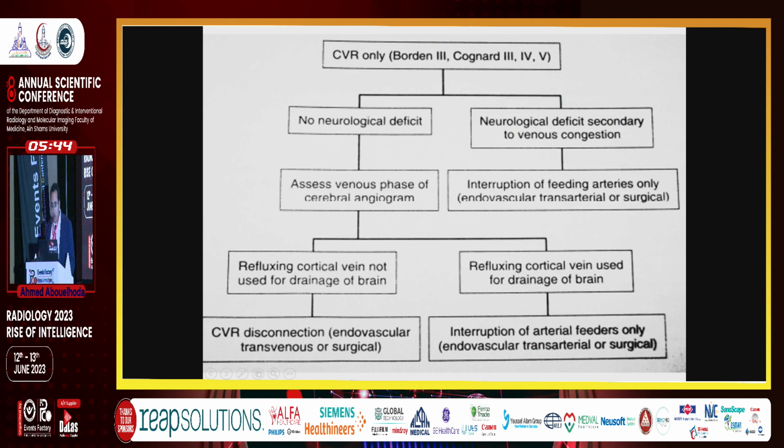Lastly, Borden type 3, Cognard 3, 4, and 5, no neurological deficit, assess the venous phase again. If there's reflux in the cortical veins not used by the brain, we can just do cortical venous drainage disconnection, transvenous approach. If there is reflux in the cortical veins used by the brain, we have to interrupt those feeders mainly through the arterial approach. If there are neurological deficits, we have to interrupt the feeders and preserve the patency of the sinus.